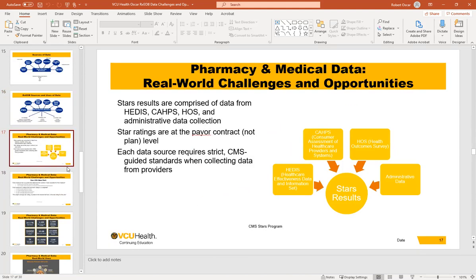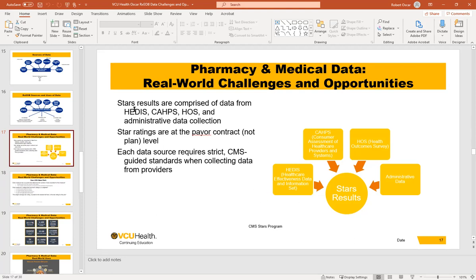In addition, there's other data that is being used to address quality. So not just the cost of products, but also quality. And so the government is very involved in this. For Medicare and Medicaid programs, they have created a way of judging health plans on their quality of care. And they do that by these CMS STARS programs. And they use other entities to create those measurements, if you will.